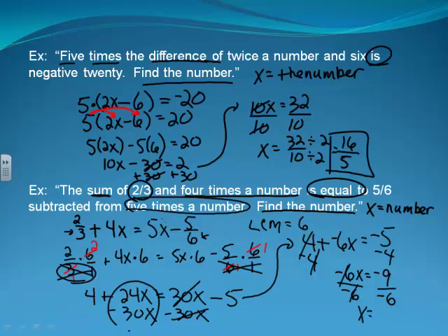And x is equal to negative divided by negative is positive 9/6. That can be reduced, so you must reduce it. There's a common factor there of 3, so we're going to divide 3 out, top and bottom, for a final answer of positive 3/2. So our number is 3/2.